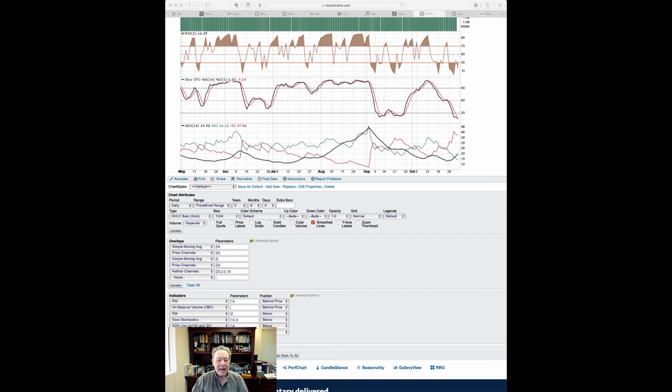Let's take a look by analogy. Look at this. It gets to overbought and then it stays there for a month. Gets to overbought and stays there for 3 weeks. Gets to overbought, stays there for 3 weeks. So just because we're oversold doesn't mean the market's going to rally now. Okay?